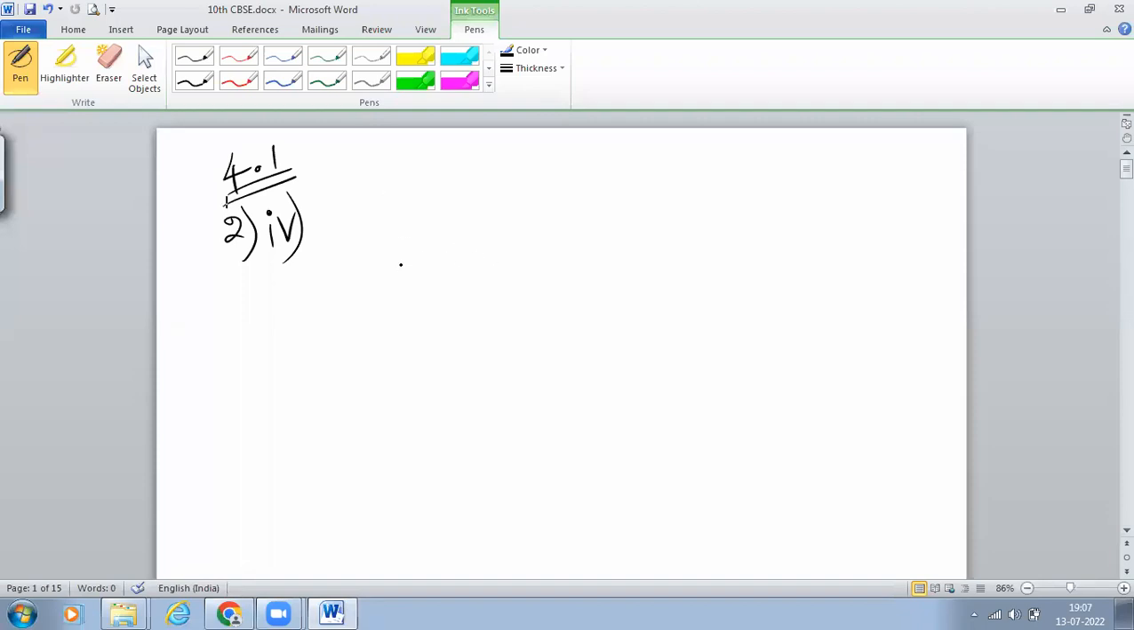So for this sum, I'll draw a rough sketch. This is station A and this is another station, B. The distance between these two stations, just assume, is 480 km. From A to B, the distance between these two points is 480 kilometers. And a train travels this distance at a uniform speed.